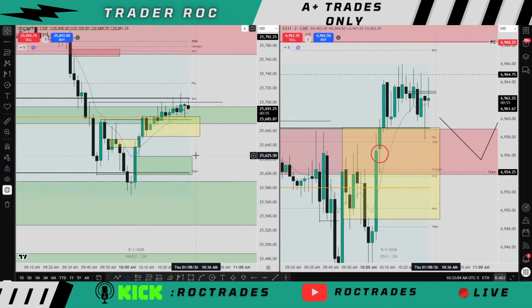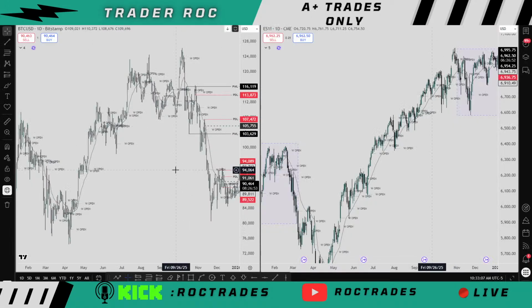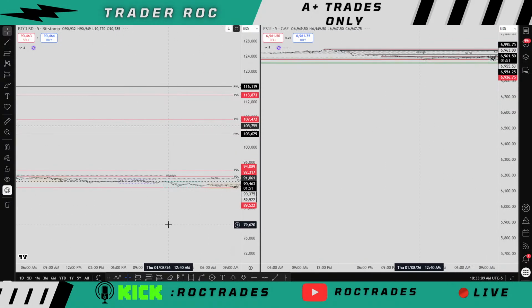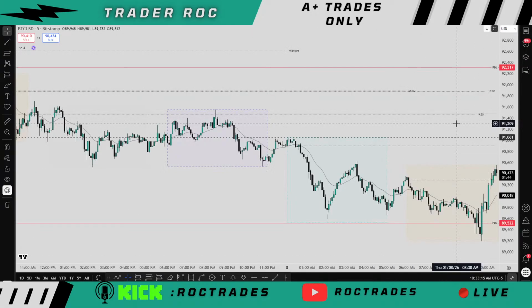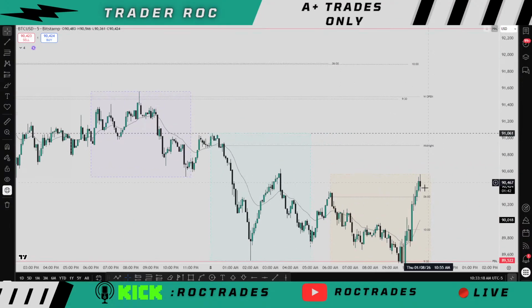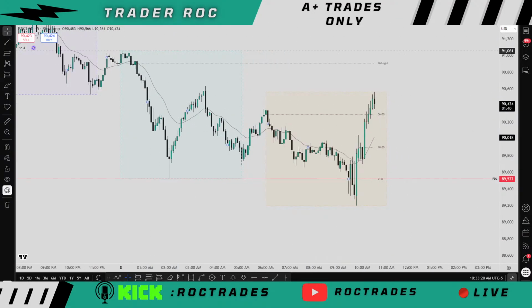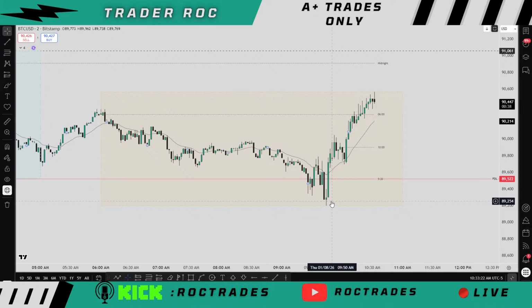And NASDAQ should be showing some strength as well. What about crypto today? Crypto showing a little bit of strength as well. Got a nice sweep. Break structure. Order block here. Price tries to go lower, fails. Order block here. Price tries to go lower, fails. At least you get a retest.